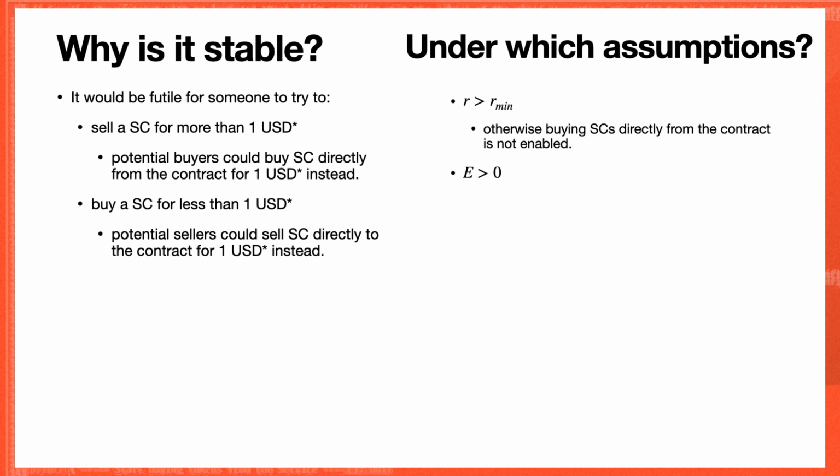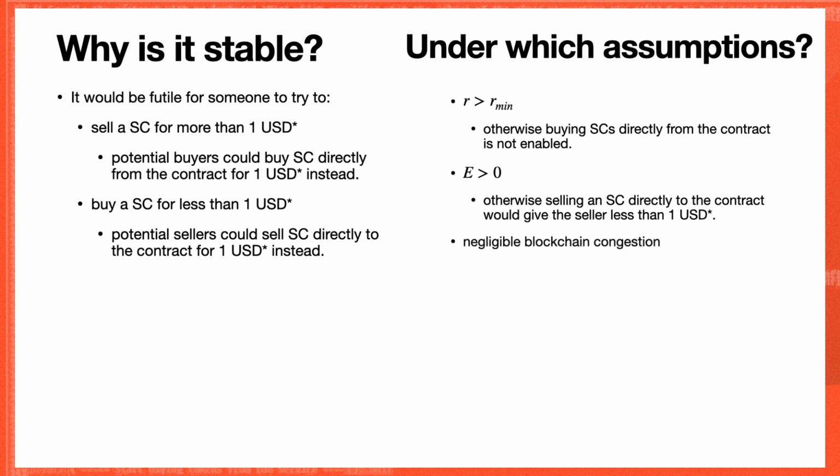Another assumption is that the equity has to be greater than 0. Otherwise, selling a stablecoin directly to the contract would give the seller less than $1. And finally, another assumption is that there should be no more than negligible blockchain congestion, right? Because the stability depends on users being able to buy and sell the stablecoins by interacting with the contract. If there is blockchain congestion, they won't be able to interact with the contract quickly enough.